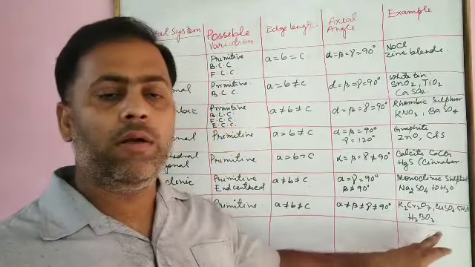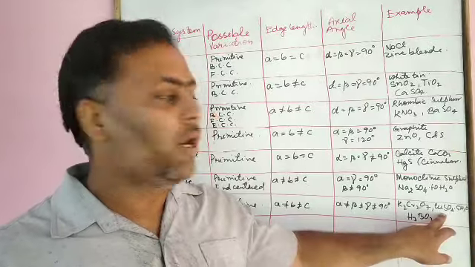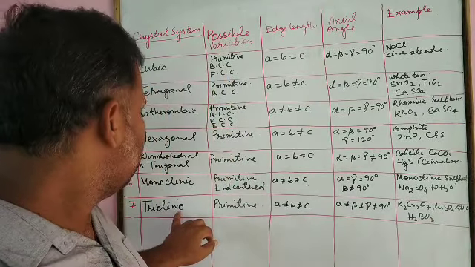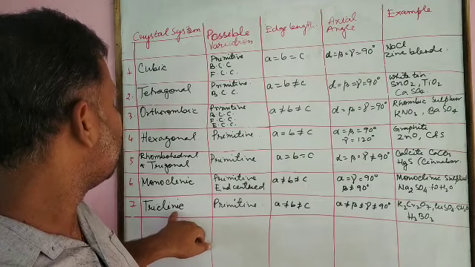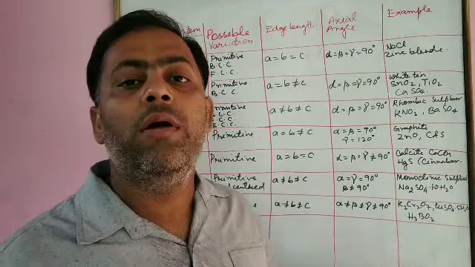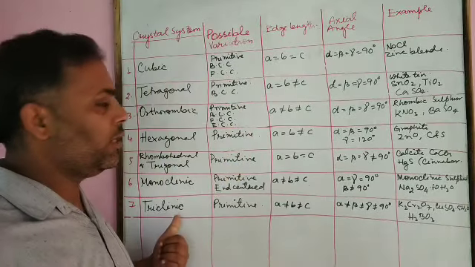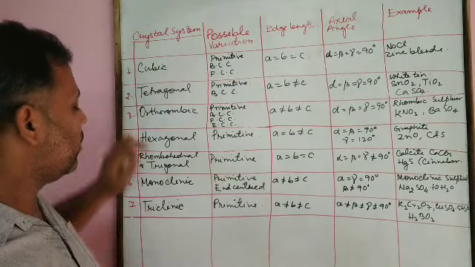The next one, copper sulfate pentahydrate, is blue in color. It has a triclinic crystal system. The next one, boric acid, H3BO3, occurs in the triclinic system. We have studied cubic and triclinic.